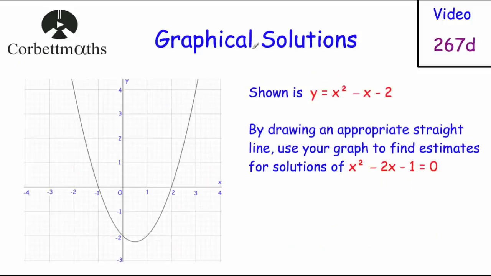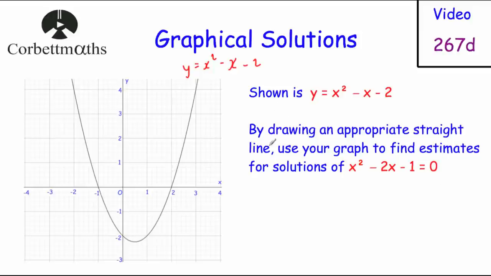Okay, let's have a look at a more complex one now. So we've got the graph y equals x squared minus x minus 2. So what we've drawn for us is y equals x squared minus x minus 2. And the question says, by drawing an appropriate straight line, use your graph to find estimates to the solution of x squared minus 2x minus 1 equals 0. But what we're trying to solve doesn't actually have x squared minus x minus 2. It's actually slightly different. It's got x squared minus 2x minus 1 equals 0. But it does equal 0.